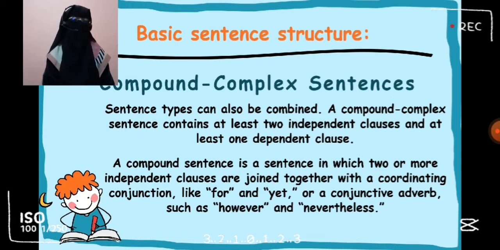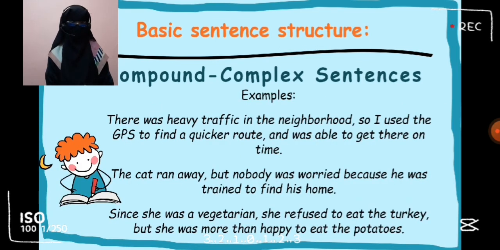Alright, compound-complex sentences will typically be joined together with a coordinating conjunction, as you would see in a compound sentence, with a comma placed immediately before the coordinating conjunction. Compound-complex sentences can clearly convey more information than your standard compound or complex sentence. Here are some examples of compound-complex sentences.